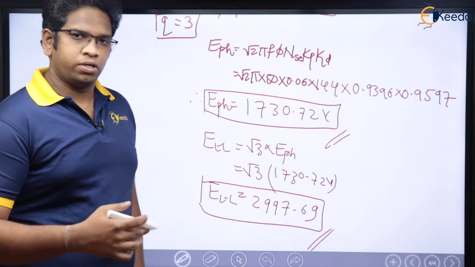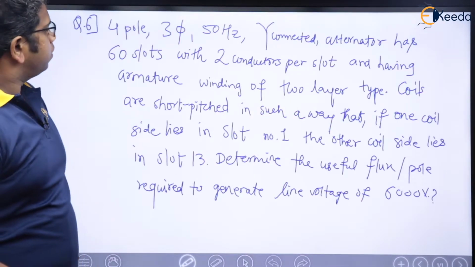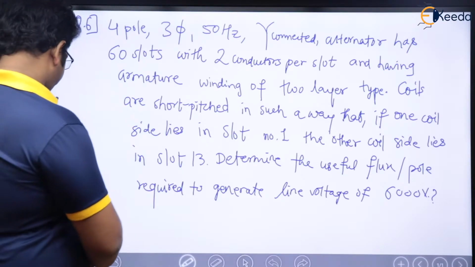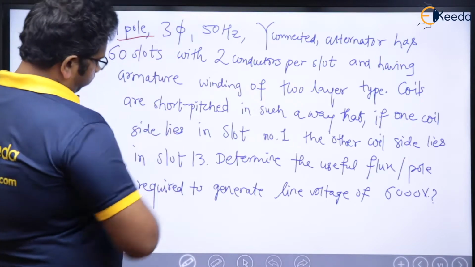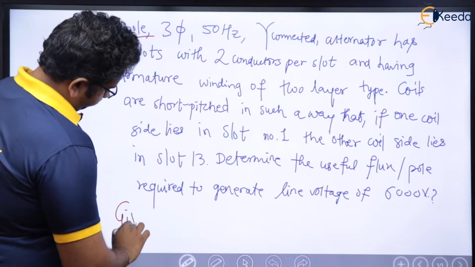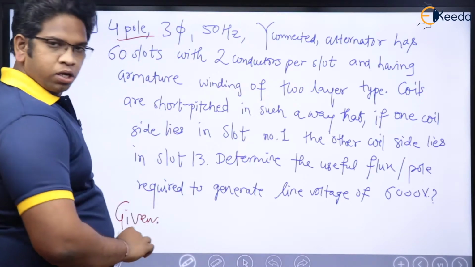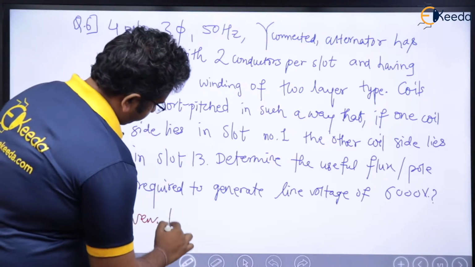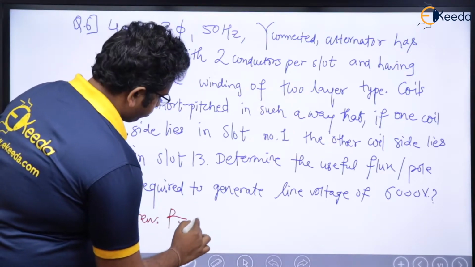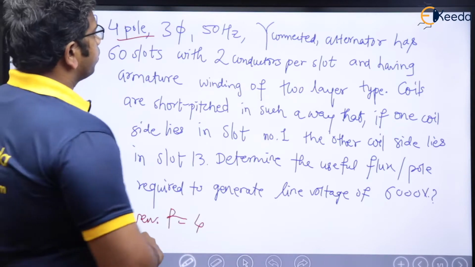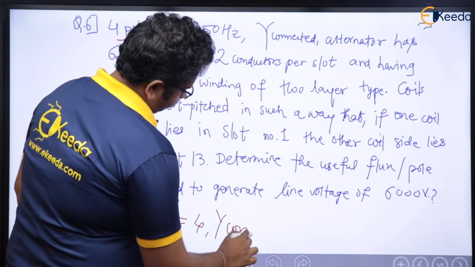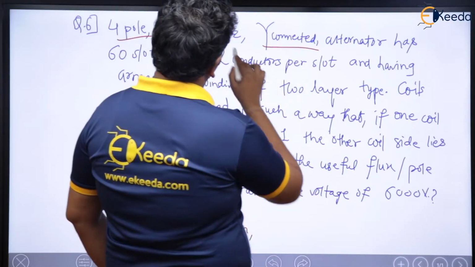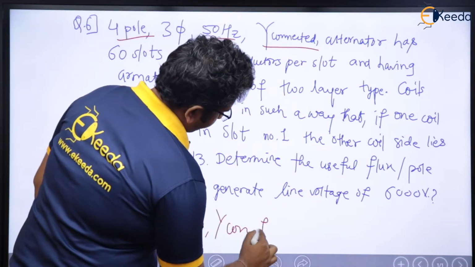Now let us solve the next question. So dear, what are they saying? They are saying that 4 pole, let us write the given data. What is given? Number of poles is 4. No problem. Then star connected, yes. Star connected, frequency is 50 hertz. They have given, no problem.